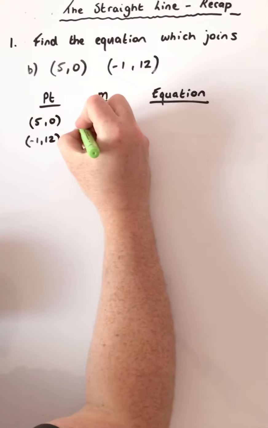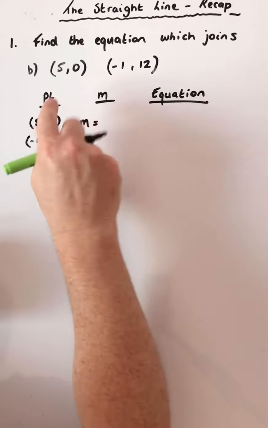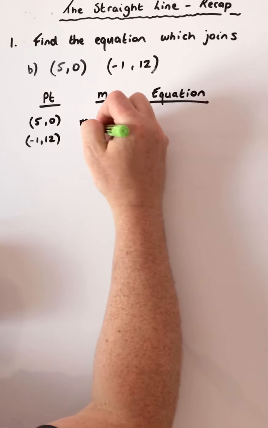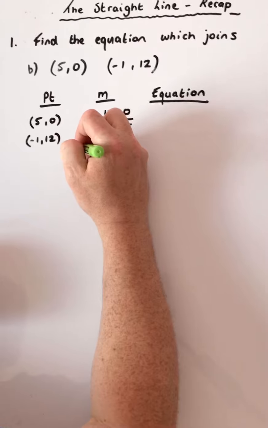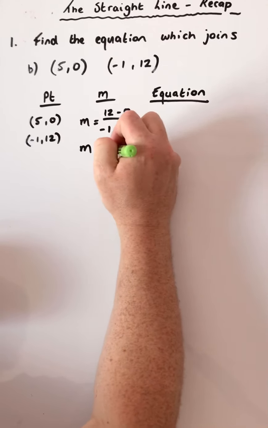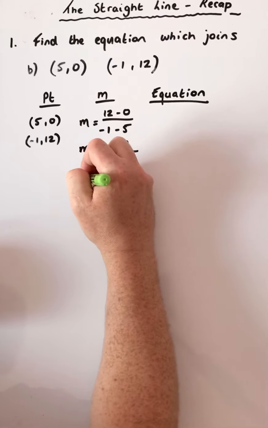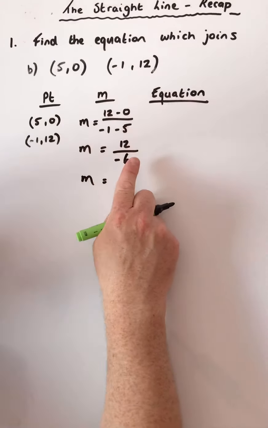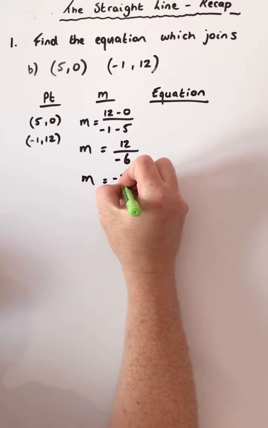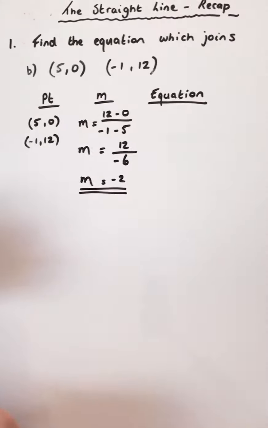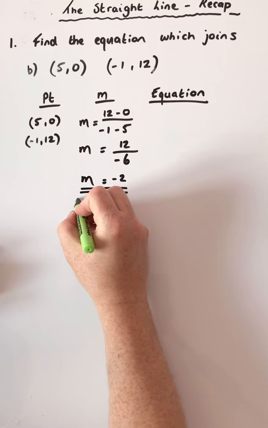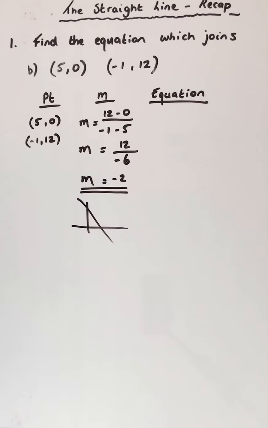So our gradient: 12 minus 0 over negative 1 minus 5, so 12 over negative 6. 12 divided by 6 is 2, so 12 divided by negative 6 is negative 2. So a negative gradient. This line is a steep line. It's gradient negative 2, going down from left to right.